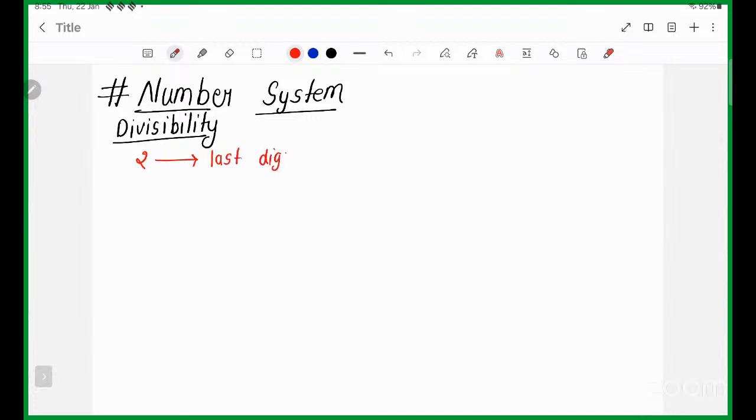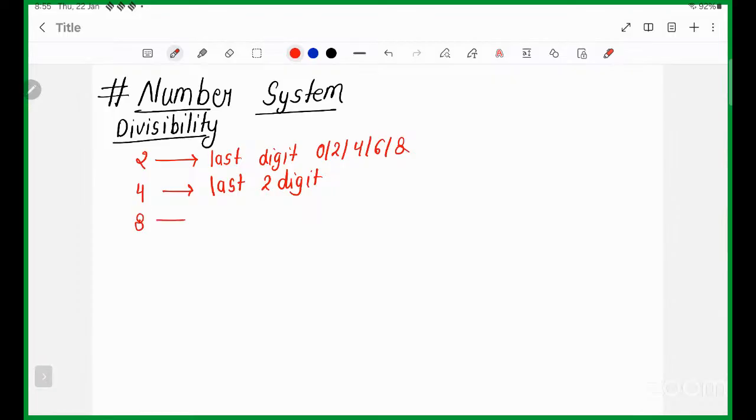2. The last digit should be divisible by 2, and what will the last digit be? It will be 0, 2, 4, 6 or 8. Divisibility of 4: the last two digits should be divisible by 4.